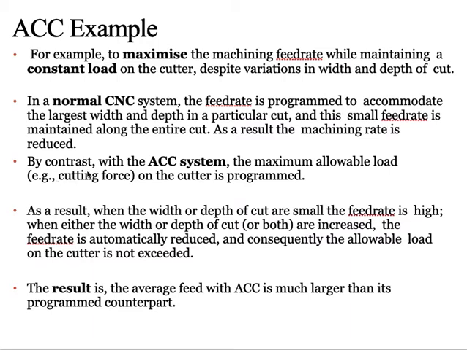By contrast, with the ACC system, the maximum allowable load, that is cutting force on the cutter, is programmed. As a result, when the width or depth of the cut are small, the feed rate is high. When either the width or the depth of the cut is increased, the feed rate is automatically reduced and consequently the allowable load on the cutter is not exceeded. The result is the average feed with ACC is much larger than its programmed counterpart.